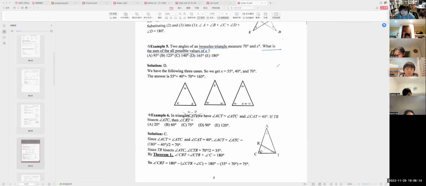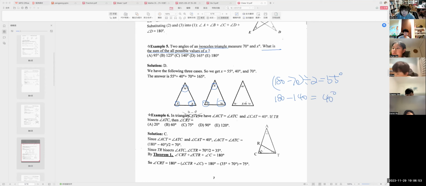So you need to find out there are three cases. Right? So we have the following three cases. So we get x equals 55, 40, and 70. For instance, when 70 is the top, then x is here. So we have 180 minus 70 divided by 2 equals 55 degrees, right? And when the x is on the top, so the 70 and the 70 at the bottom, we have 180 minus 140 equals 40 degrees. And also we could make what?